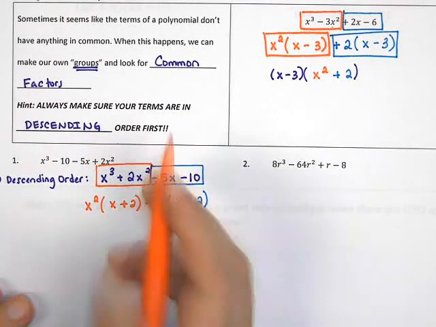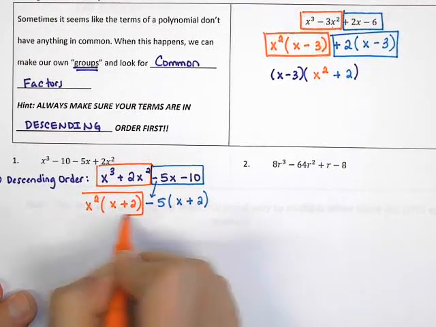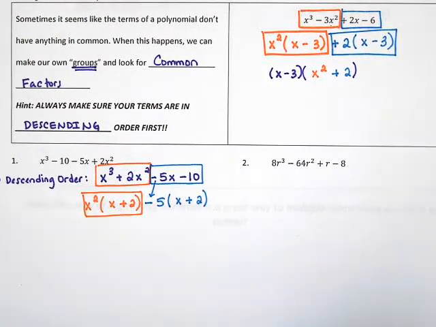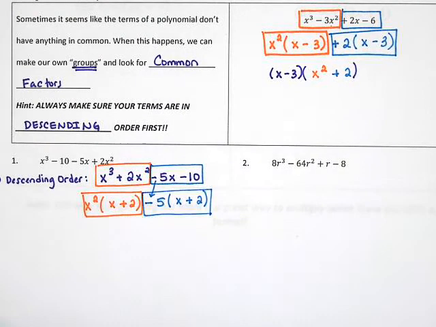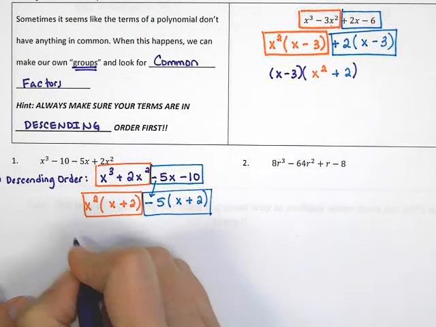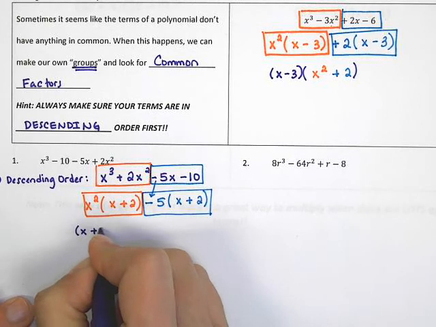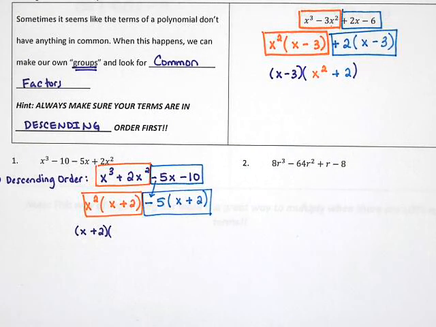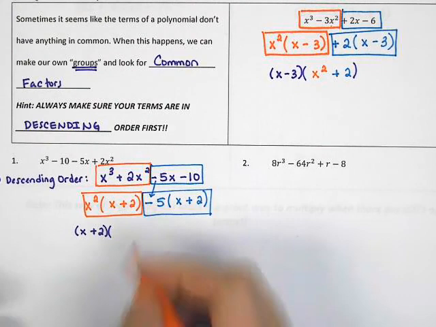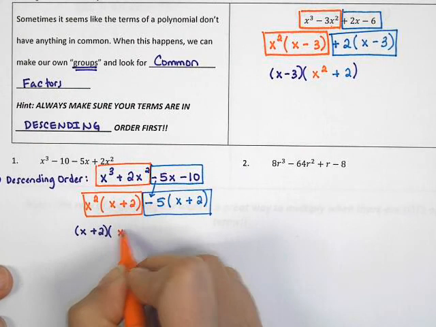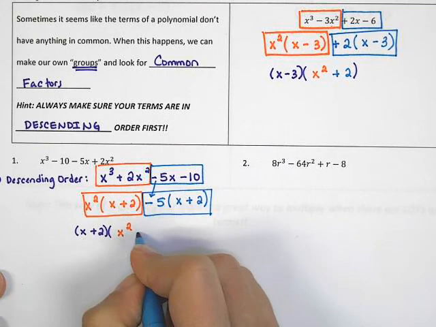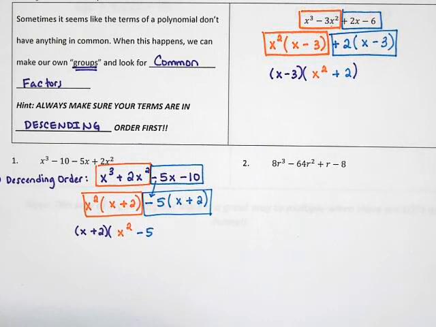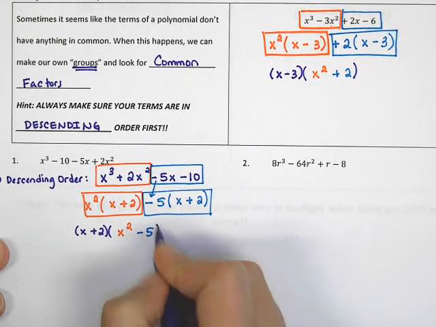Now I'm going to look at what I have here. If I look at these two terms, so all the orange stuff, and if I look at all the blue stuff together, they both have an x plus 2. So I would write down the x plus 2 first, and then I would say, okay, well, when I take that out, what's left over? In the orange box, if I take out the x plus 2, all that's left is x squared. In the blue box, if I take out the x plus 2, all that's left is minus 5, and I'm done.